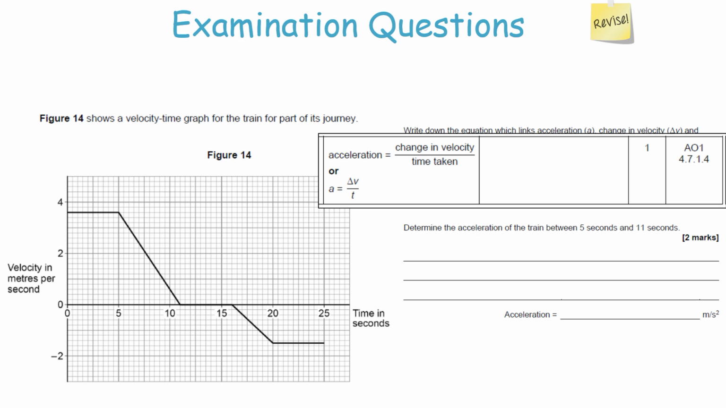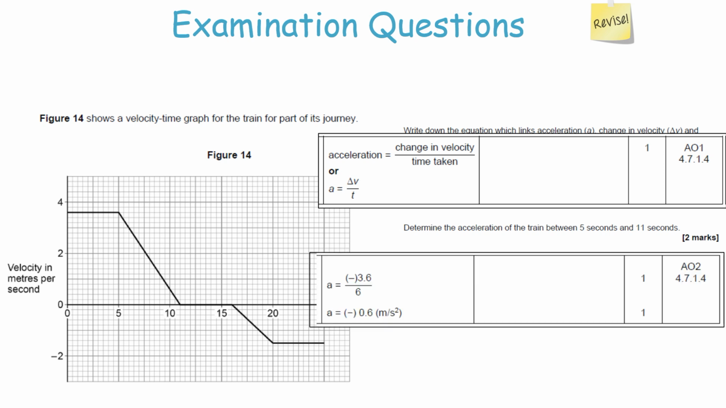What is going to be the change in velocity? So you look for your velocity at 5 seconds, which if you look across is going to be 3.6, and what is it going to be at 11? Well, it's going to be 0, so it's going from 3.6 to 0, so it's going down by 3.6. We do minus 3.6 over 6, which is therefore equal to minus 0.6 meters per second squared.